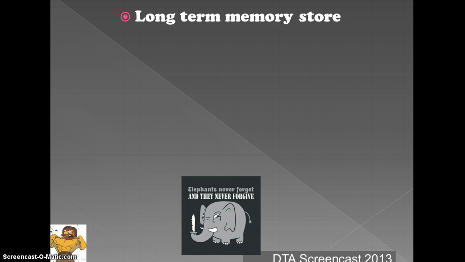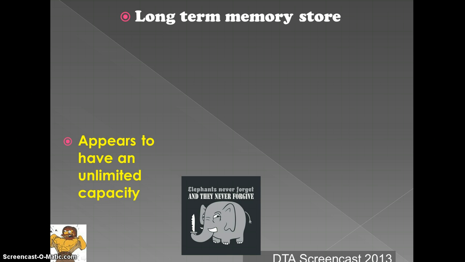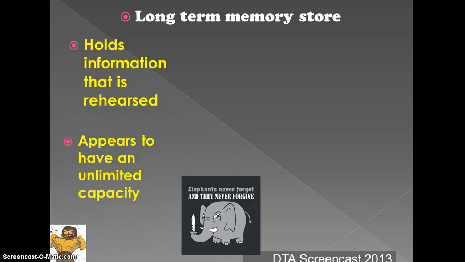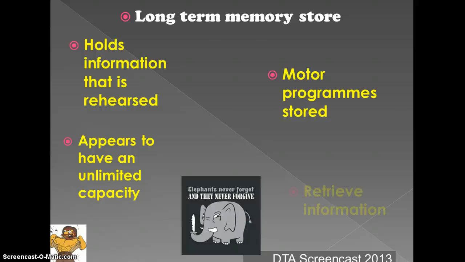And then finally, in our long-term memory, we have an unlimited capacity. This can retain information, but only information that's actually been rehearsed. But key to us as sports people and athletes is this is where our motor programs are stored, and this is the retrieval element and also the recognition part of the DCR process. So this is where we go to look to see whether we've actually experienced this situation before. And that in essence is the 3 stages to the memory model.